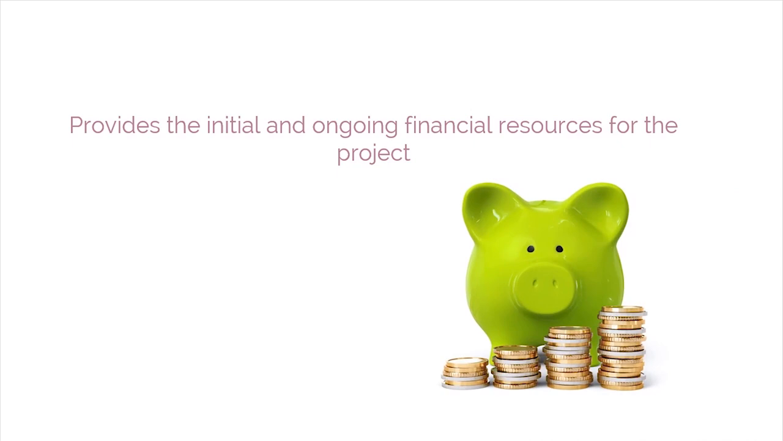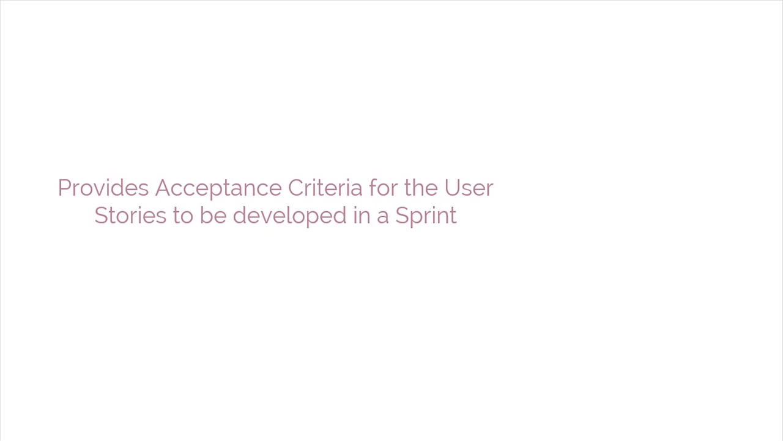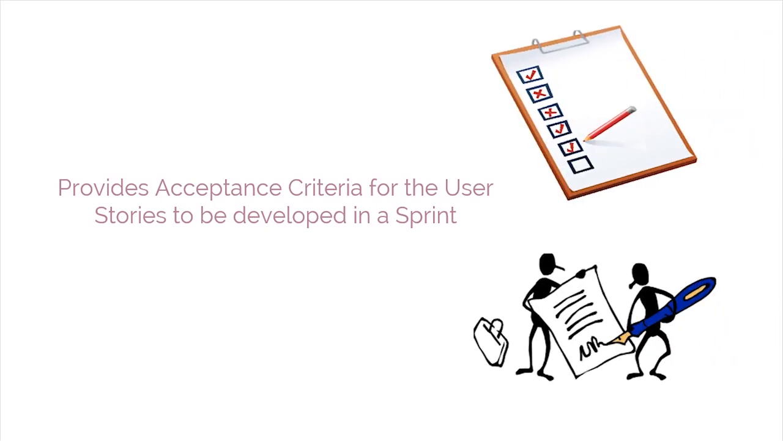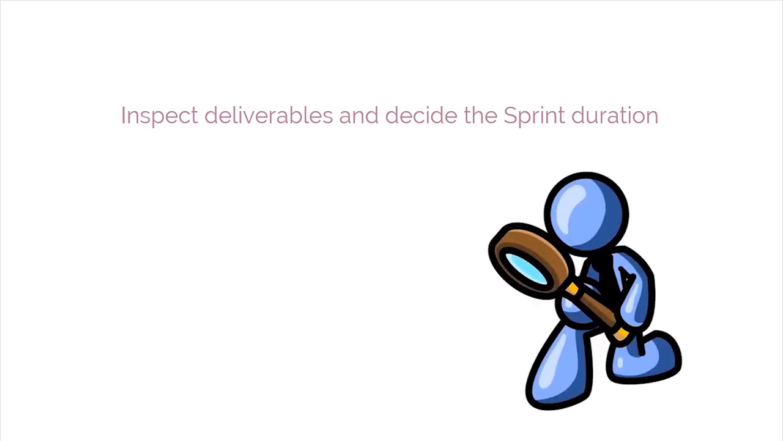He or she determines the product vision. The product owner goes with the onus of assessing the viability and ensuring the delivery of the product or service. It falls under his or her liability to decide minimum marketable release content. He also provides acceptance criteria for the user stories to be developed in a sprint. It's his obligation to inspect deliverables and decide the sprint duration.